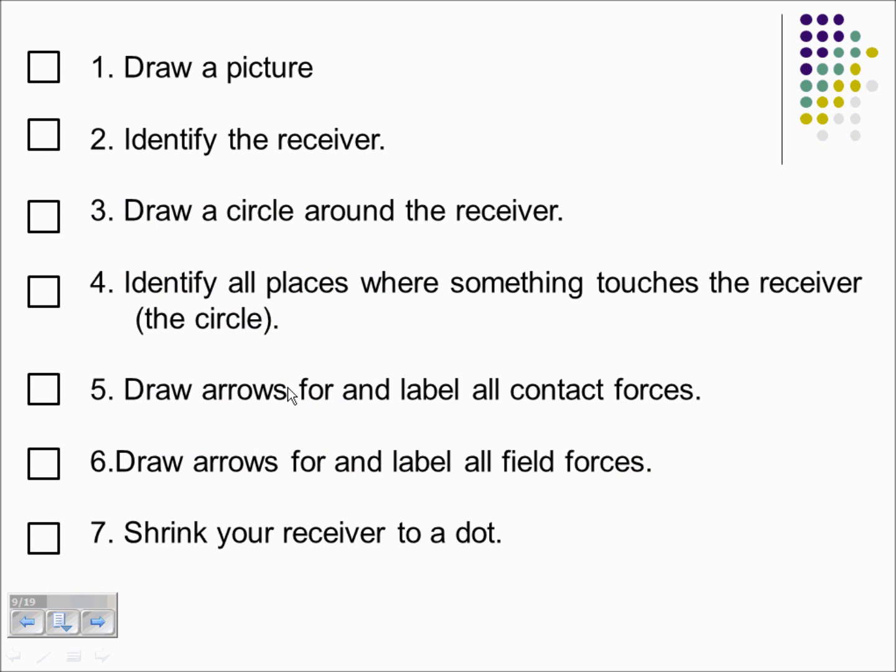So just as a recap, the 7 steps that you need is first you start with a picture. Now, if the picture has been done for you, you don't need to draw a picture, but if it hasn't, then you do. Second step, identify your receiver. A force diagram will be different if I were to select a different receiver. Draw one circle around the receiver and only the receiver. Identify all places where something touches the receiver, and this will bring us to contact forces. We always do the contact forces first. Then we move on to the field forces. Last, you shrink your receiver to a dot, and then there you have your force diagram.